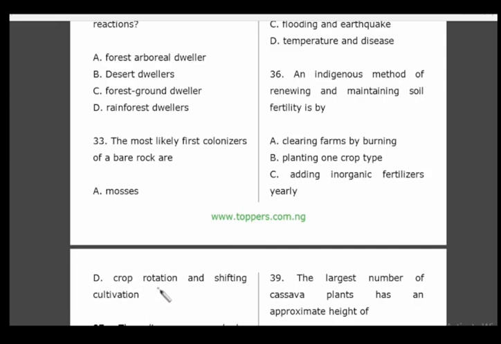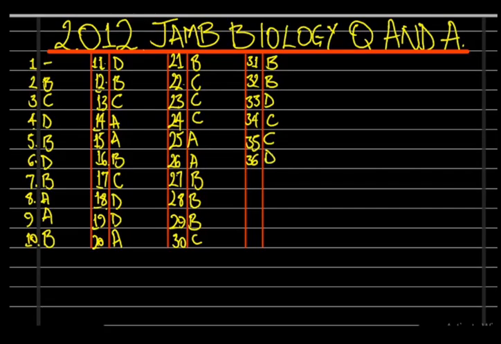When you rotate crops on a piece of land and then you carry out shifting cultivation, plants will definitely be able to put some nutrients in the soil for another species of crops to actually make use of. So carrying out shifting cultivation and crop rotation helps to replenish these lost nutrients that are in the soil. So that is the answer to that particular question, option D. So we have question 37 now.